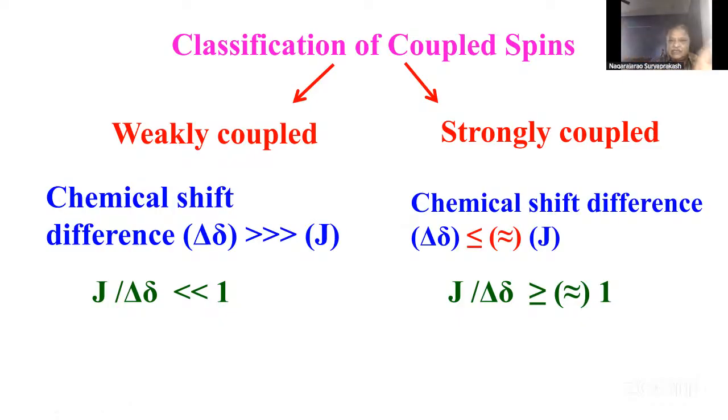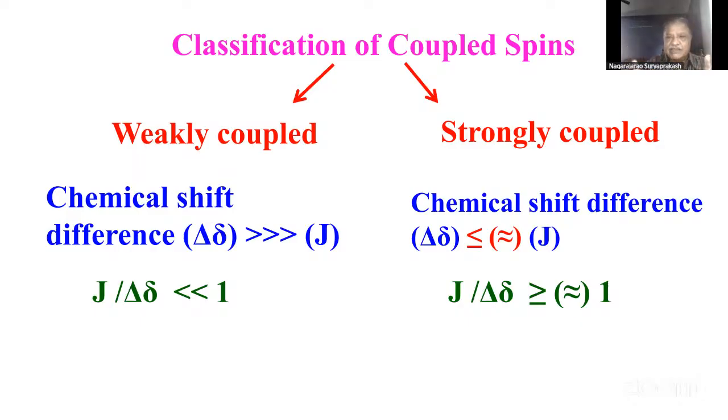The chemical shift of these two are substantially different. That means one may come at, let us say, 1 ppm, other proton may come at, let's say, 10 ppm. What is the difference between these two? 9 ppm. In a 500 megahertz spectrometer, 9 ppm corresponds to 4500 hertz. Remember, it is 4500 hertz. It's a very large chemical shift separation.